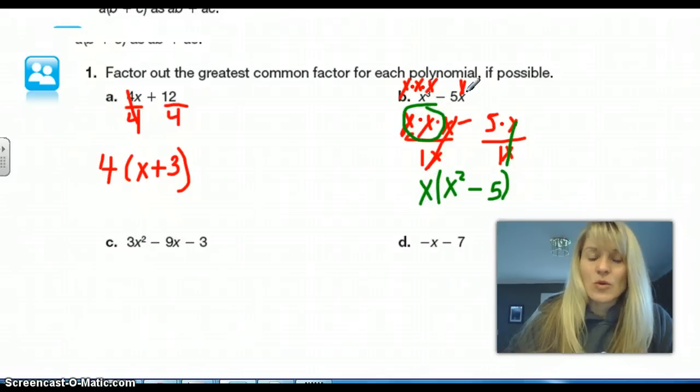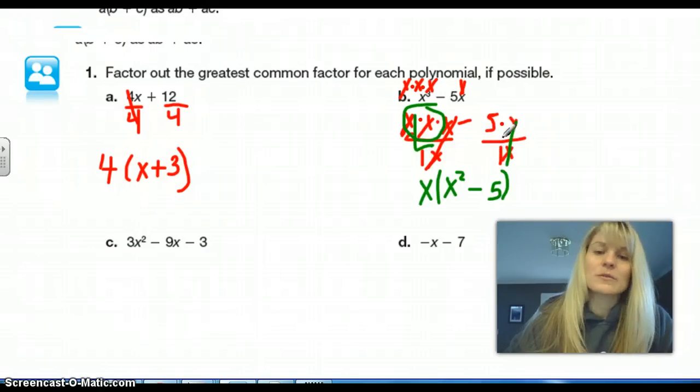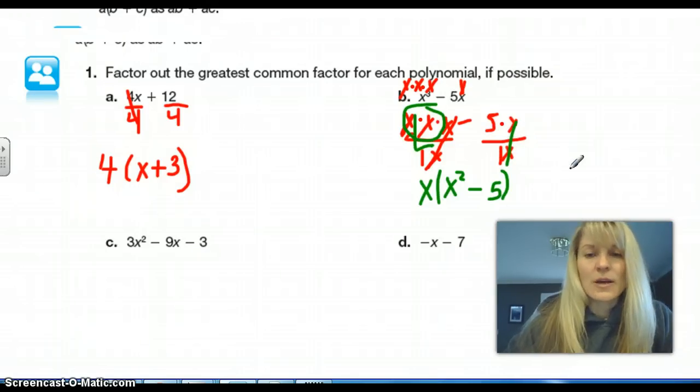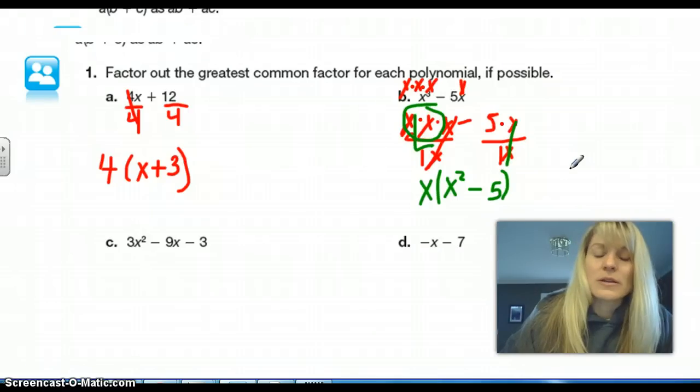I can't use anything more than x because if I said, let's say x to the third, when I got here, I'd have x over 3 x's. One would cross off and I'd be left with 2 x's on the bottom. So that wouldn't have helped me out any. So you're going to divide by the variable that you have the least of because you know they'll both have it.